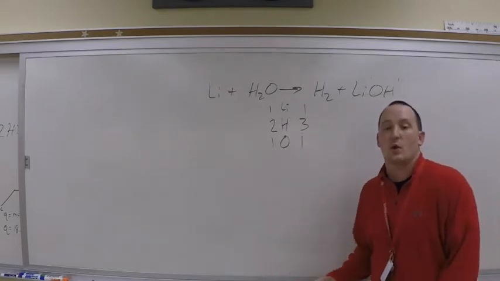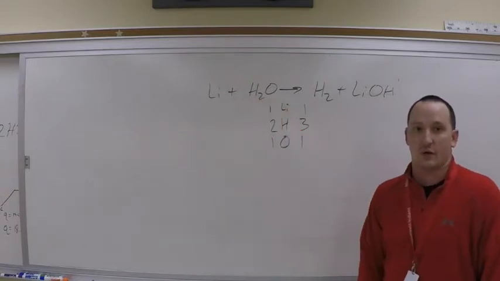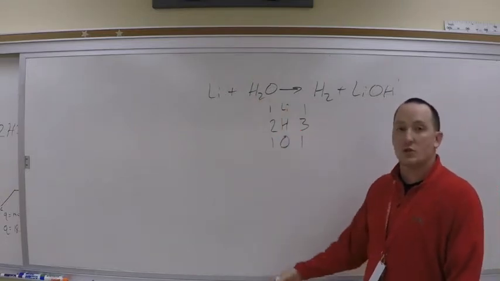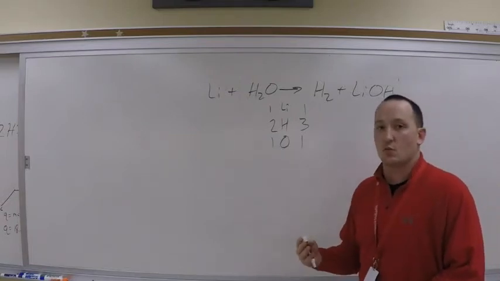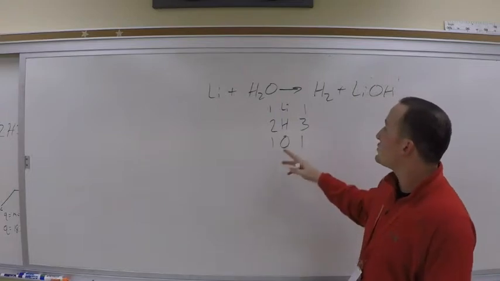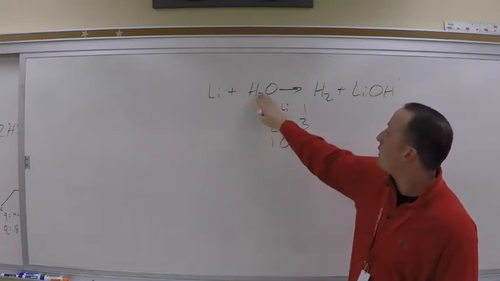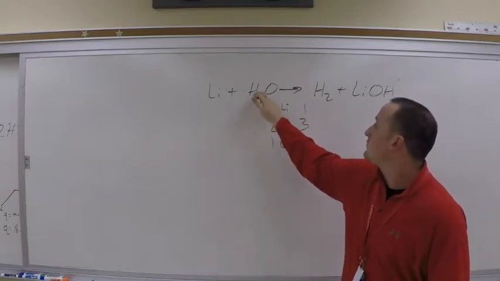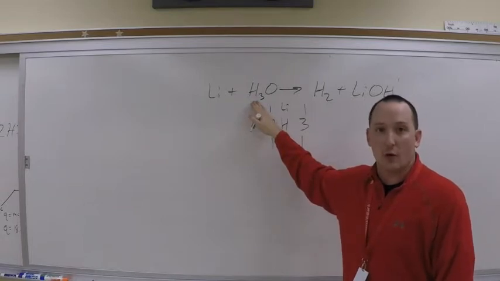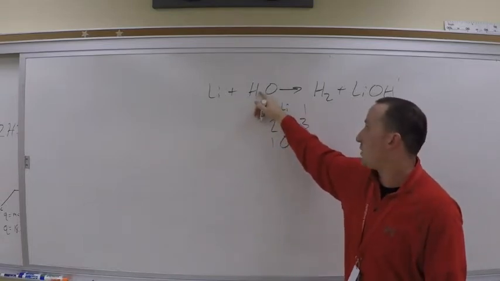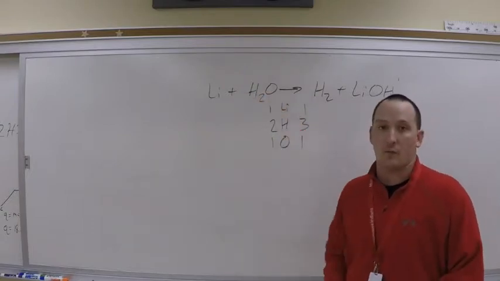So everything in this equation is balanced except for my hydrogens. I need to get more hydrogens over here. So in order to do that, I have to add coefficients. Now, something that a lot of students want to try to do is change subscripts. In other words, they might go, oh, I've got a 2 here, why don't I just change this to a 3? Can't do that, because water is not H3O, it's H2O. I can't change the molecule. The only thing I can do is add a number in front of the molecule.